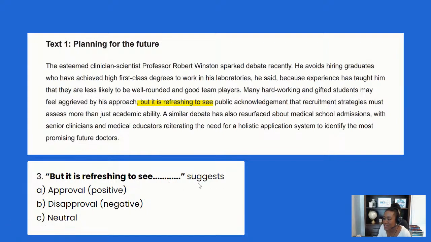What does it suggest? Approval, disapproval, or is it neutral? Wonderful, wonderful. Okay, you guys have it. Yeah, he's suggesting approval here. He's saying it's refreshing to see this. It's good to see. Excellent. So you got the idea. So moving on then.